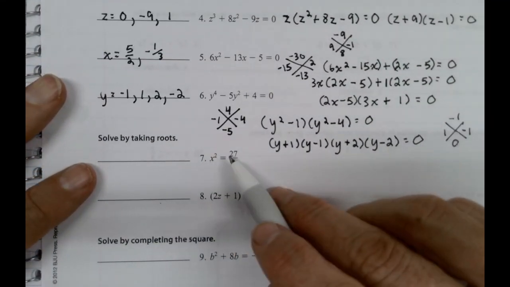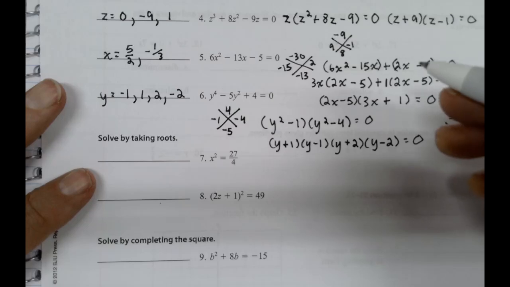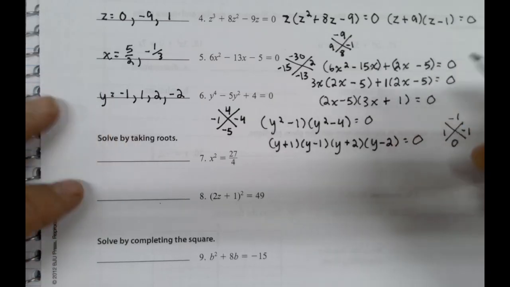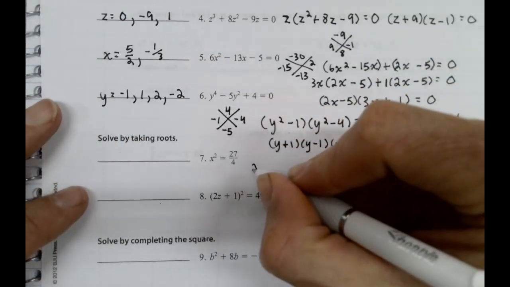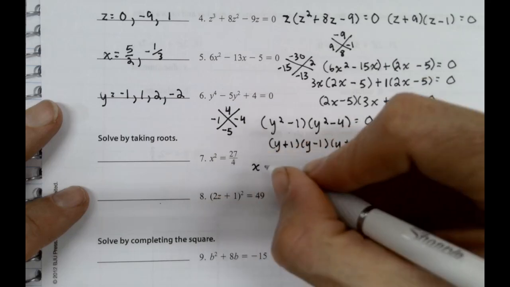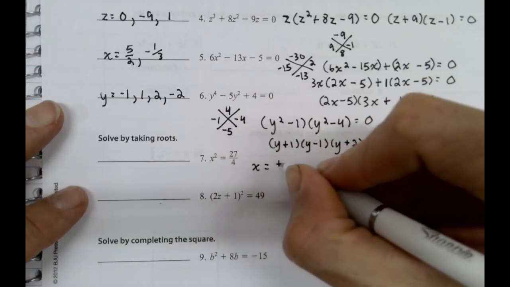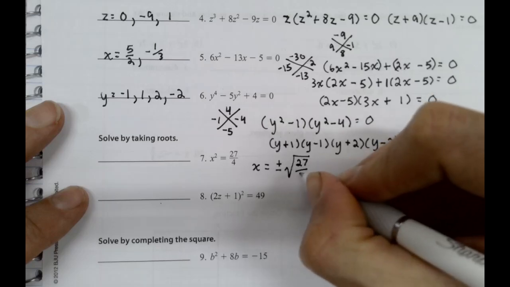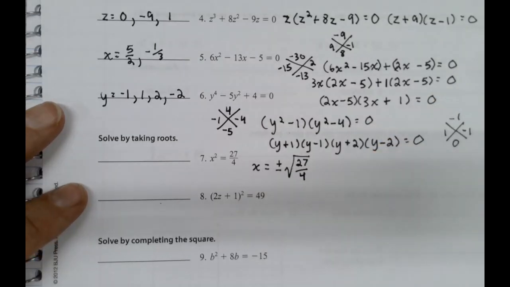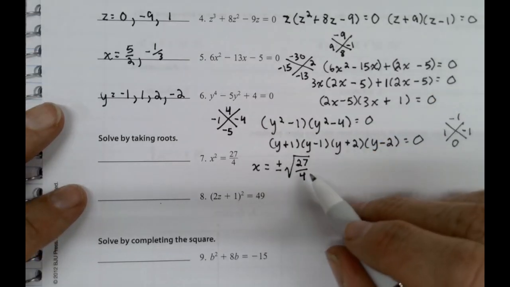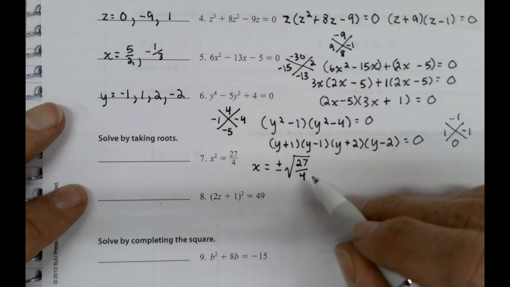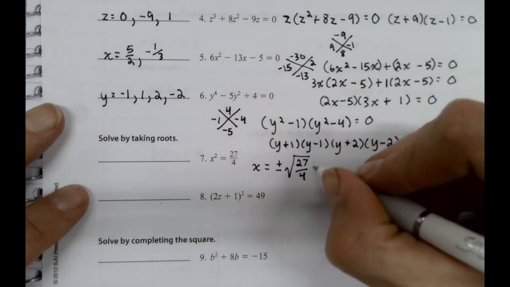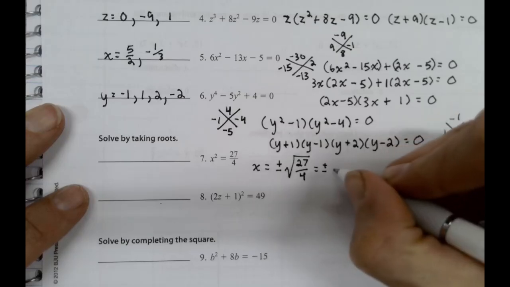Here we have x squared equals 27 over 4. So we're just going to take the square root. That's all we have to do. So we take the square root of x squared, we get x. Don't forget the plus or minus. Square root of 27 over 4, right? So you can take the square root of 4, that's just going to be 2. That's not too bad. So this will be plus or minus 2.